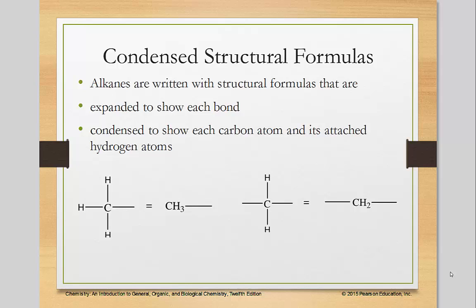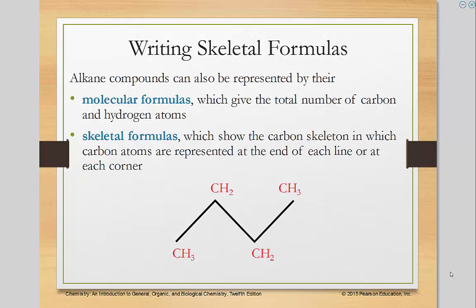Alkanes are written with structural formulas that are expanded to show each bond. So here's the structural formula. We can actually condense it down so we don't see each bond. So instead of saying C with these 3 hydrogens, we can just say CH3. Instead of saying C with these 2 hydrogens bonded, we can simply say CH2. It is known by the reader that those hydrogens are coming up and down.